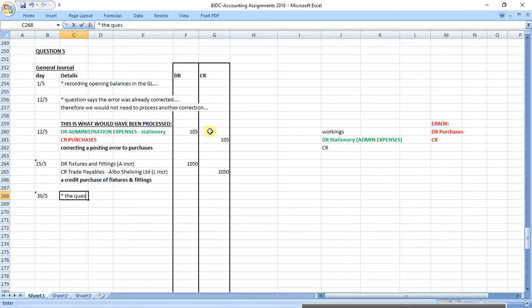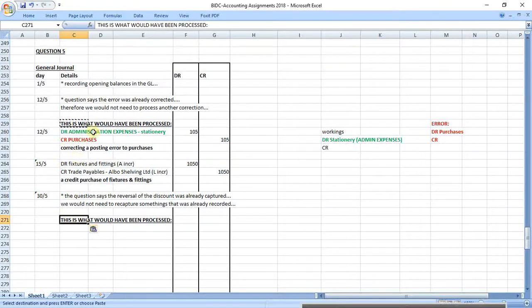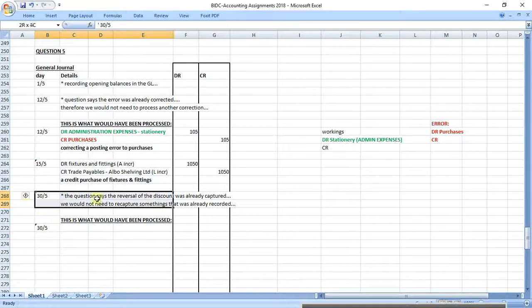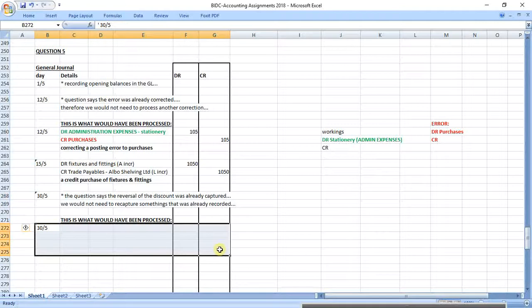The question says the reversal of the discount was already captured, so we would not need to recapture something that was already recorded. But again, we can't just write that and not do anything. So we're going to say this is what should have been processed, same as before, and we can just write it in 30/5. So we acknowledge what they said in the question, but we can't just leave it blank, because the accountant did the correct thing anyway, so there's nothing to do.